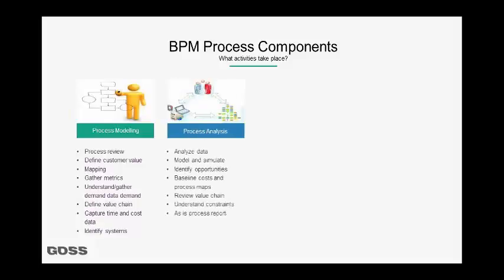When you've got that as-is, you start to move into the analysis phase, and you start to look at the data, model it, cost the processes, understand how much it's really costing you to deliver these, and review the value chain. And the whole idea of this process analysis phase is really identifying the opportunities for improvement within the process.